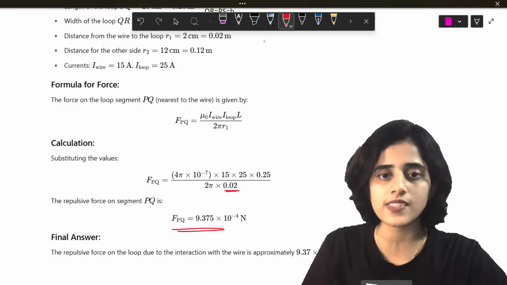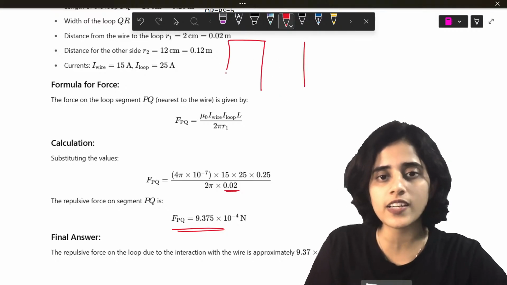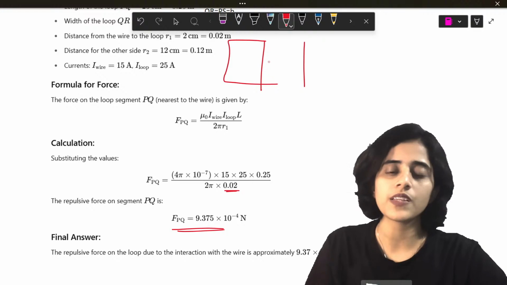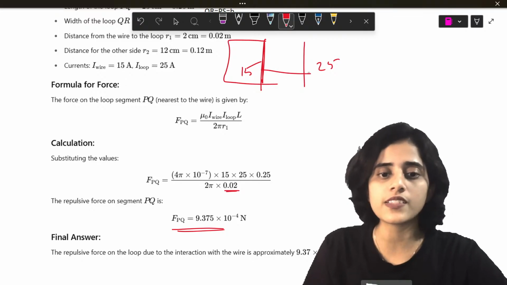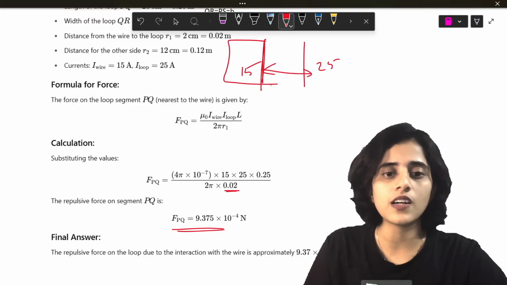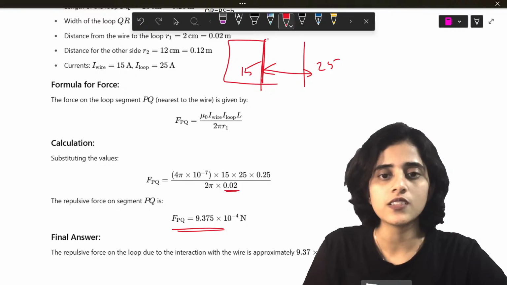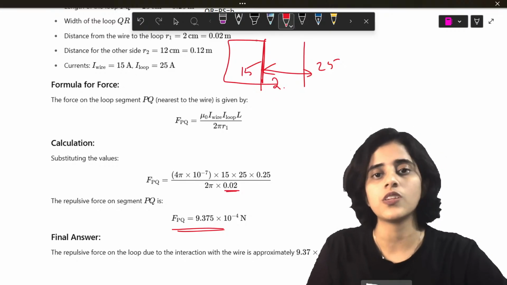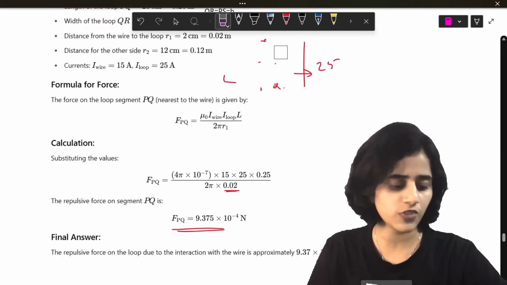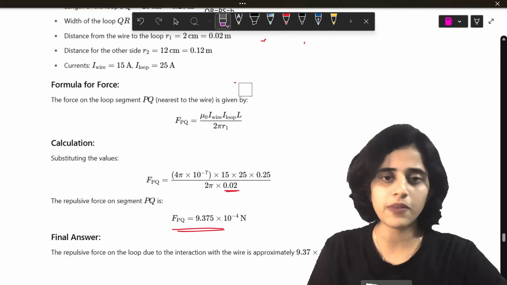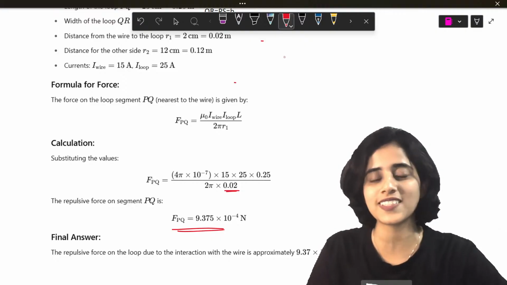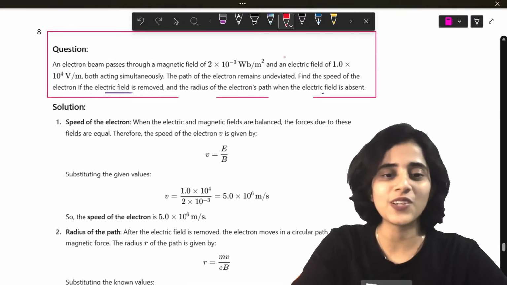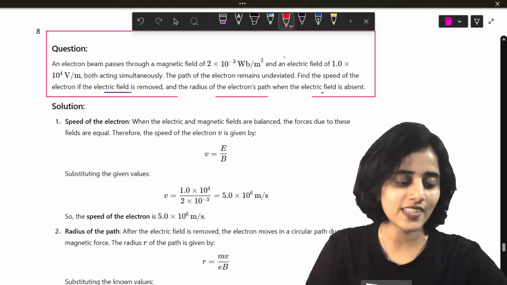You understand this? So there are two wires. This wire is part of a loop, and the current in this loop is 15. The current here is 25. The distance between them is 2, and then you just substitute everything in the formula. Okay, it has been said that it's clear. What about the others? Okay. Next question.